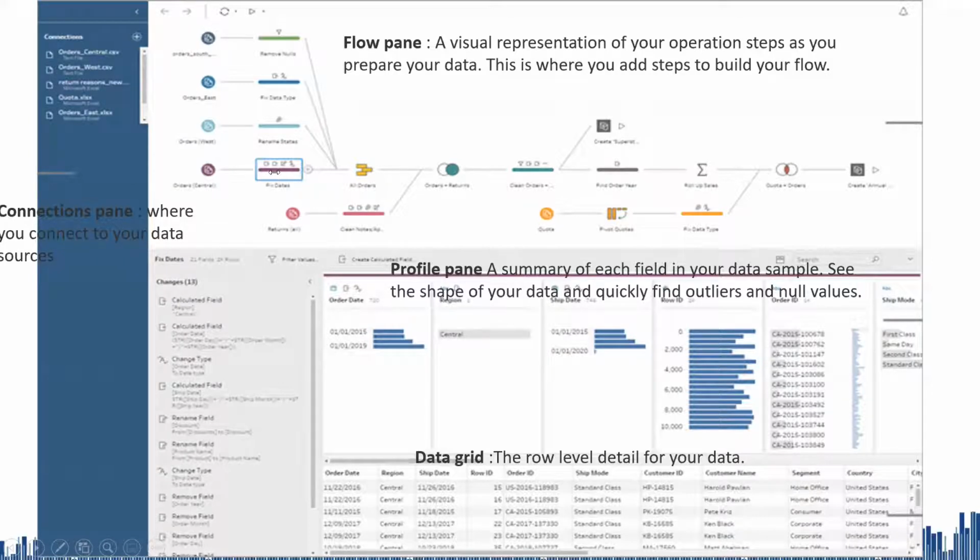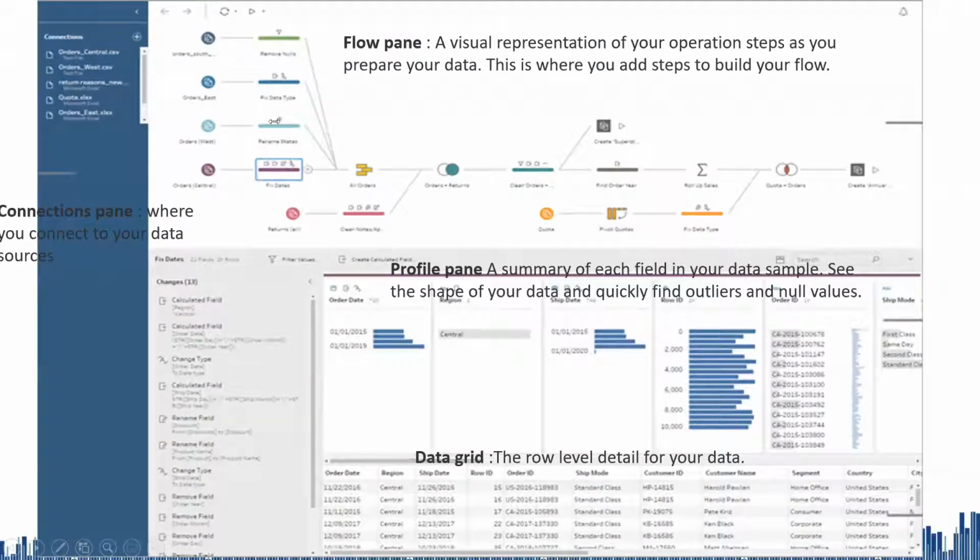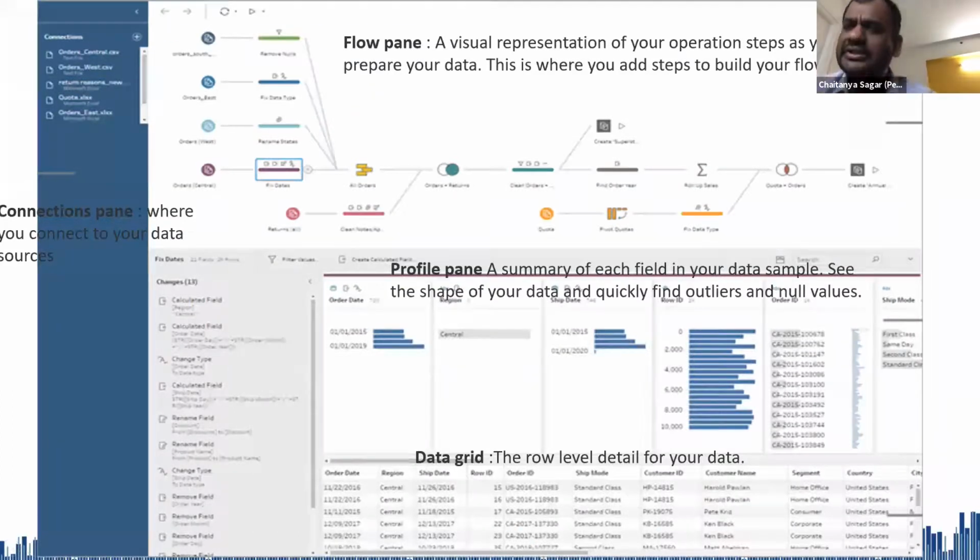Here you can see the fixed date highlighted. These 13 changes are made in this step. Like that, if you select some other step, whatever changes are made will be shown in this pane, which is to the right of the connection pane. This is the interface. And next, one quick question, Jairam.